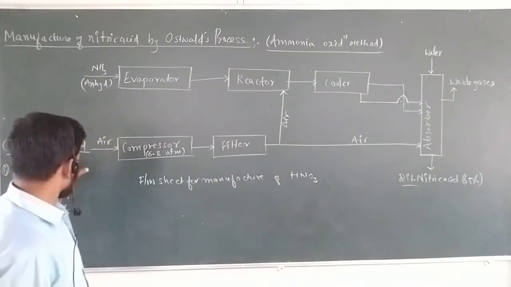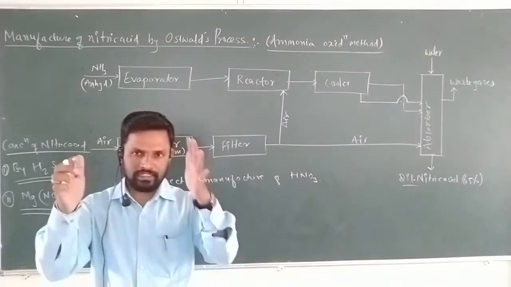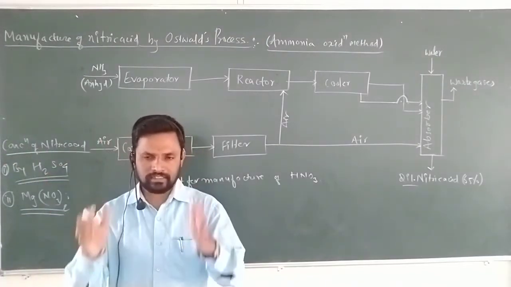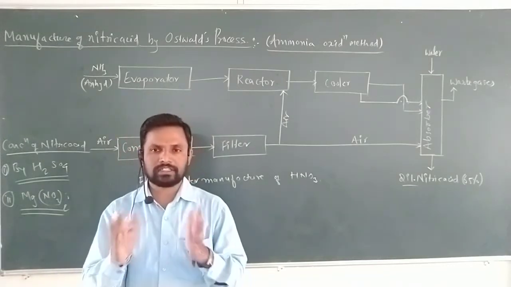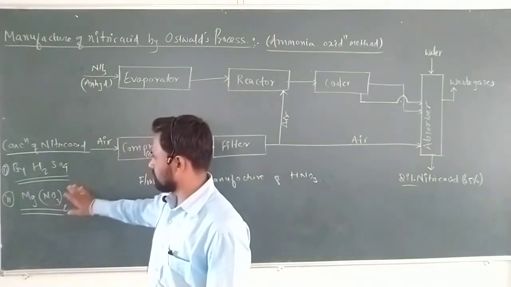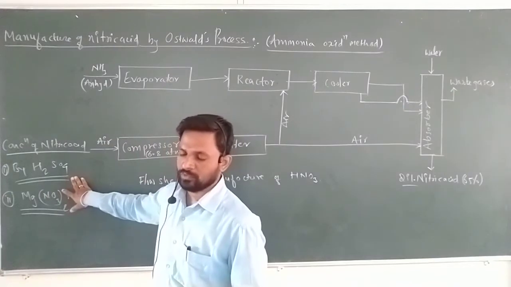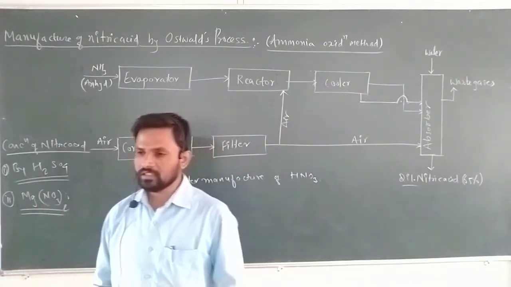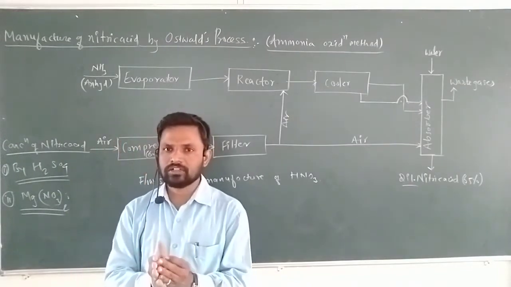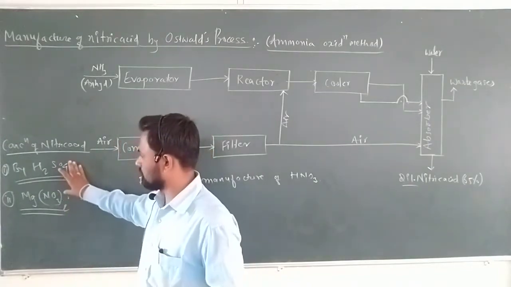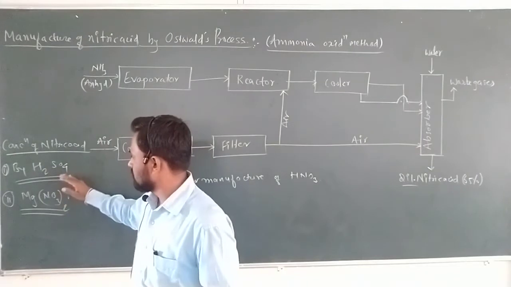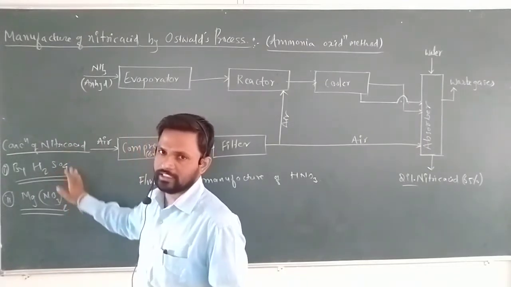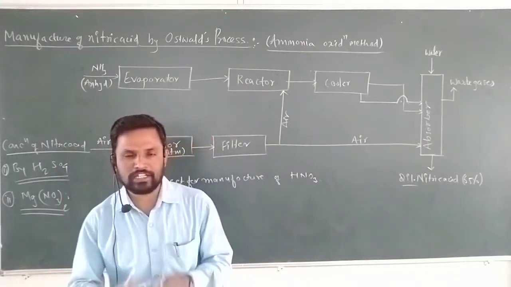Here the diluted nitric acid goes into a drying tower. In that tower, from the bottom side, first by the H2SO4, we can see there is a silicon iron made tower in which the concentration of nitric acid takes place, where first H2SO4 is used.